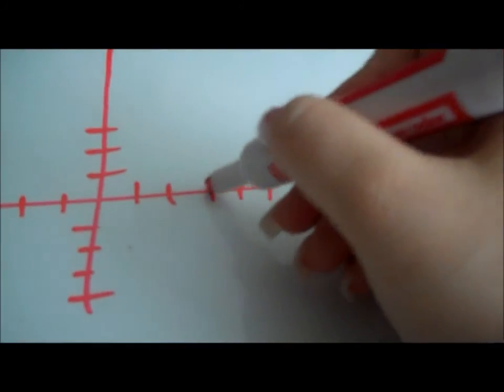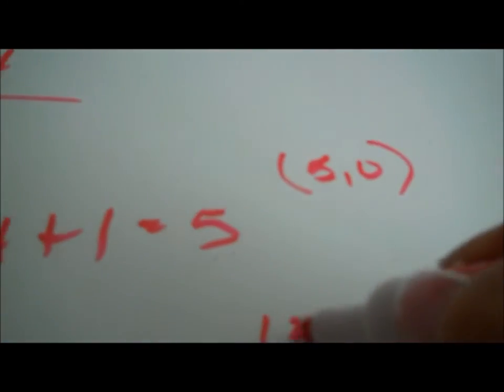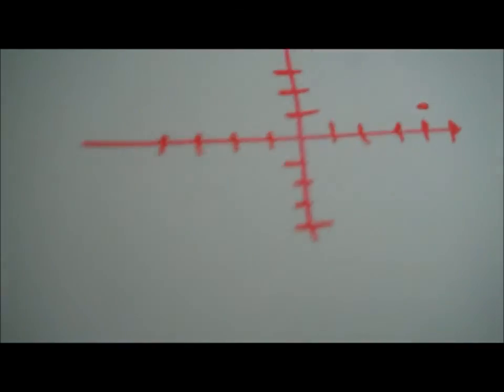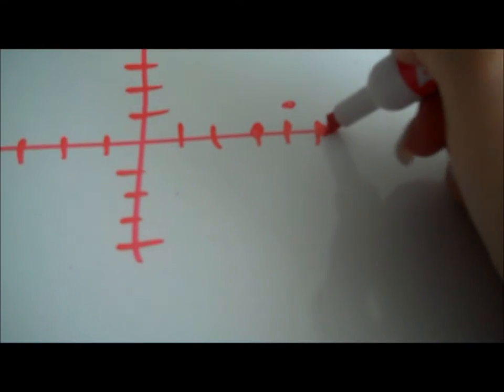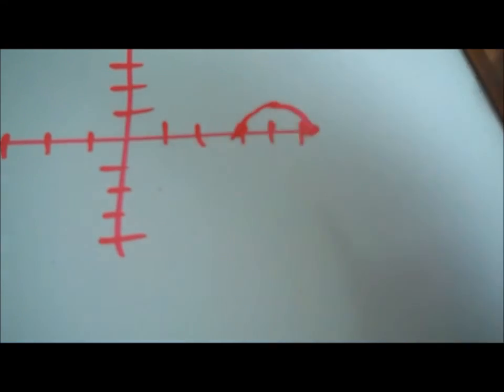Okay, so we come over here. Well, 3 is here, 5 is here. Don't forget we need to put these in ordered pairs. So this would be 5, 0 and 3, 0. So 5 and 3 are right here. It's going to open down. Okay, so far so good.